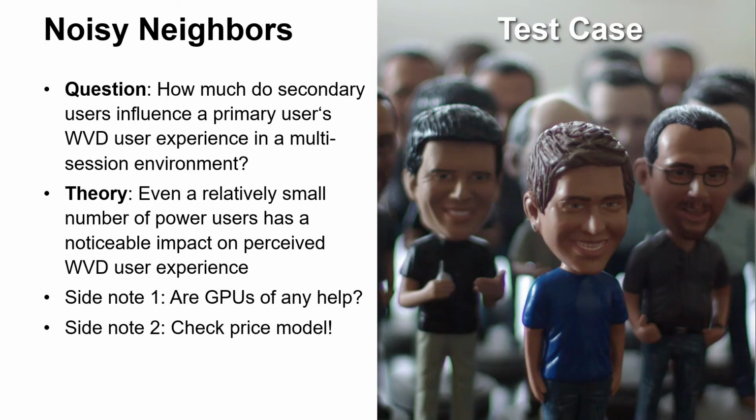Let's add some noisy neighbors to the story. The question is, how much do secondary users influence a primary user's WVD user experience in a multi-session environment? The theory is that we should see a difference when adding a fairly small number of power user sessions. Now, can a GPU help us here? And what is the price difference when using a GPU-accelerated VM type?